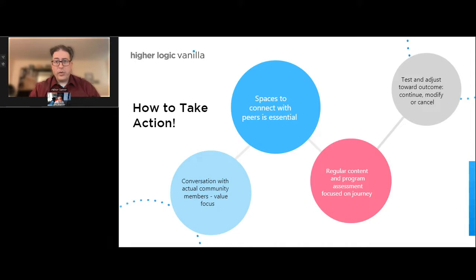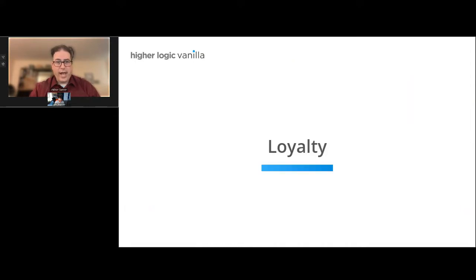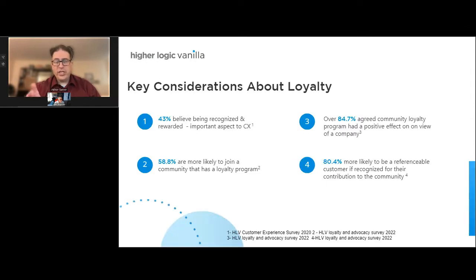And then we get to the final category that everyone loves, which is loyalty. So loyalty, here are some things that I want to point out in terms of considerations. 43% believe being recognized and rewarded is an important aspect of customer experience.